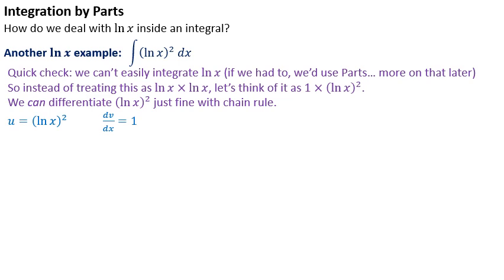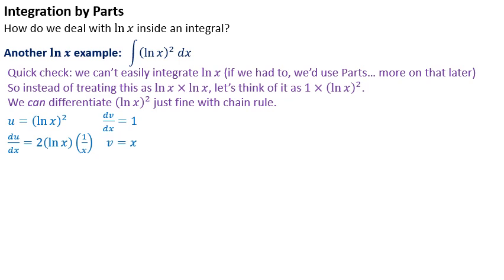If we set u equal to ln x squared and dv by dx equal to 1, we can differentiate the thing on the left, we can integrate the thing on the right, and we get this. Remember, we're using chain rule here, so we're thinking of that ln x in a bracket squared as being something squared, which differentiates to 2 times the something. And then because the something wasn't just x, we also multiply by the derivative of the something. In this case, the derivative of ln x, which is 1 over x.